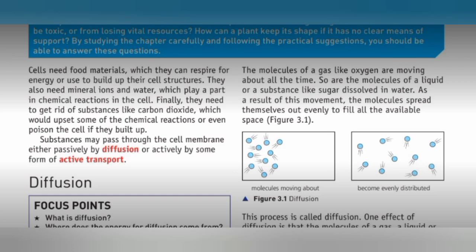Firstly, we will discuss the introduction of this topic: all living cells need oxygen for respiration, water and mineral ions for reactions, and food molecules like glucose. At the same time, cells must remove carbon dioxide and waste products. So substances move into and out of the cell through the cell membrane. There are two important processes, diffusion and active transport. Firstly, we will discuss diffusion.